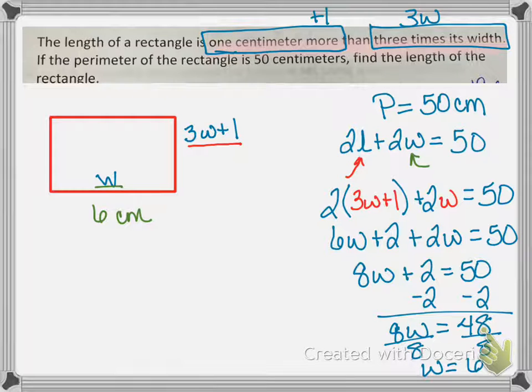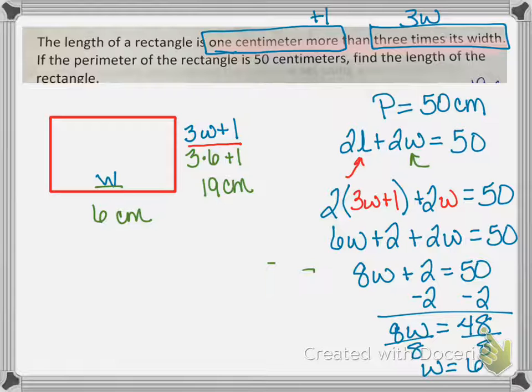Okay? I want to know what my length is. What do I do? Good. So I have 3 times 6 plus 1. Take about 10 seconds to tell me what that is. Okay. It's 19. Excellent job. Okay? So the dimensions of my rectangle are 6 centimeters by 19 centimeters.